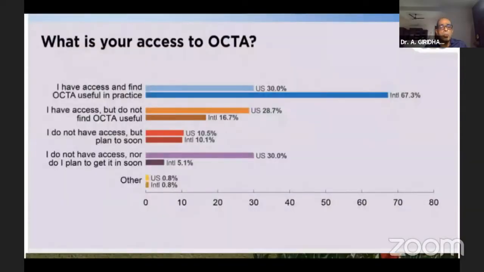And finally, what is the access to Octa? This is the most recent ASRS PAT survey, which shows even in the most developed country like the United States, only 30% of people have got access to Octa, and only 10% of them are really interested in buying a machine.